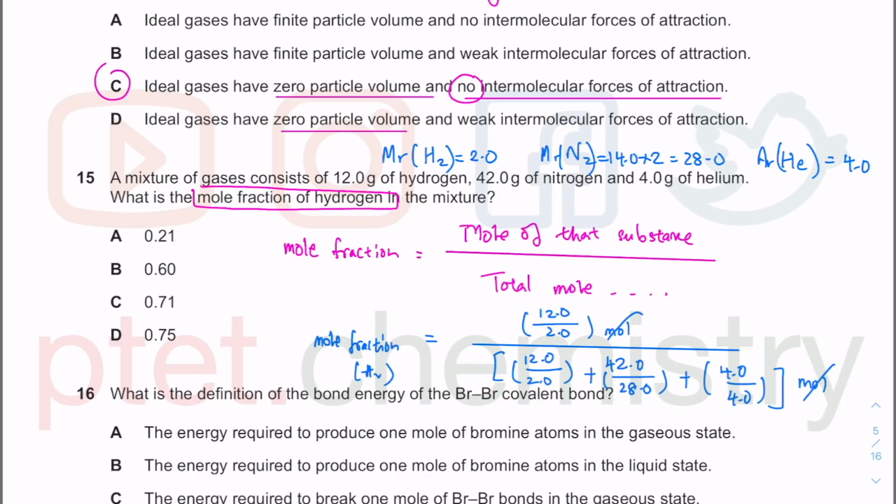So what do we get on the calculator? 12 divided by 2 plus 42 divided by 28 plus 4 divided by 4. At the bottom, make sure you actually do them in brackets. I get 0.706. And that has to come close to 0.71 as the correct answer when you round it up to 2 decimal places there.